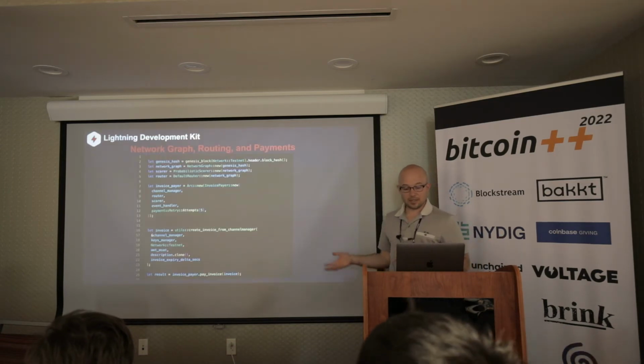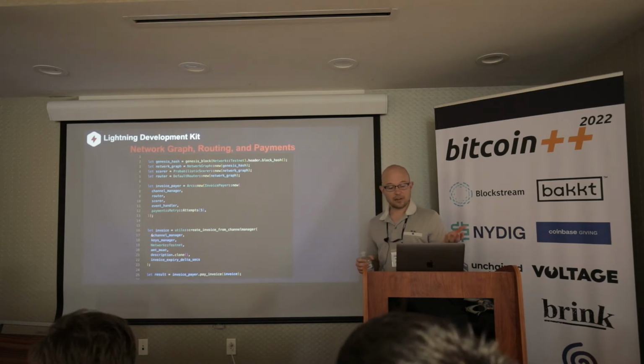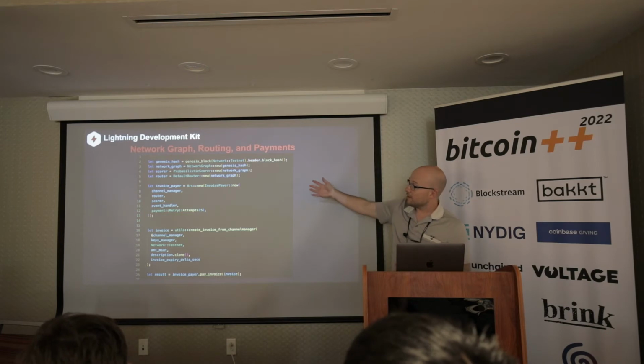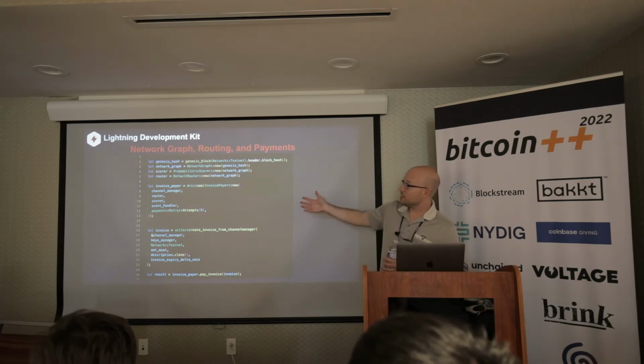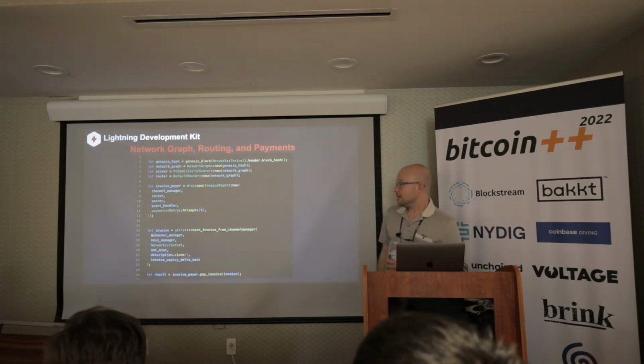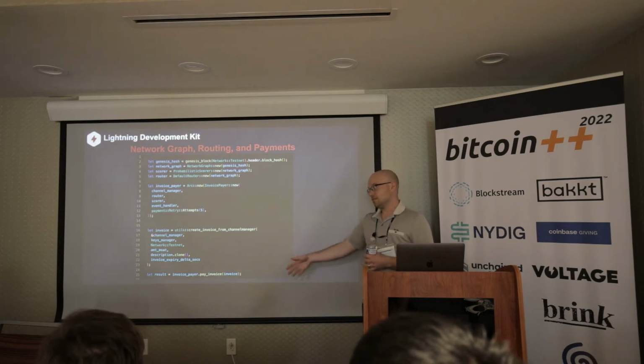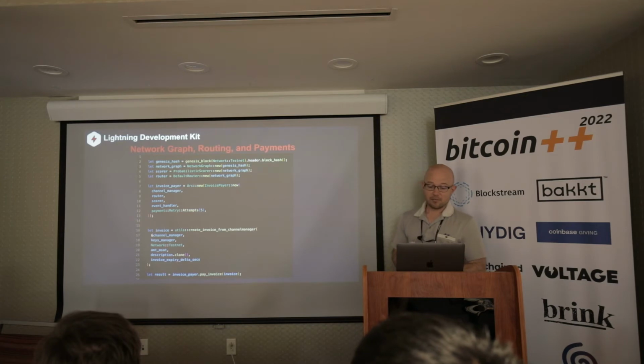And so this looks something like this. You basically can create a network graph at the top here, and then give it to your scorer and your router. And then you can create a new invoice payer using those. And then at the bottom here is an example of creating an invoice, and then paying an invoice is pretty simple. So LDK, again, makes implementing all of this pretty easy.